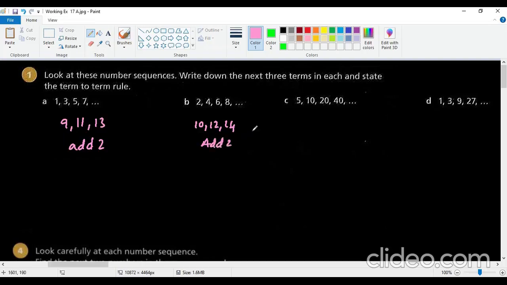Add 2. When it comes to C, it is 5, 10, 20, 40. So it is going to be doubling all the time. 5 doubled makes 10, 10 doubled is 20, 20 doubled is 40, and 40 doubled is 80. The next number is going to be 160, and the next number is 320. So the rule is to double the previous.